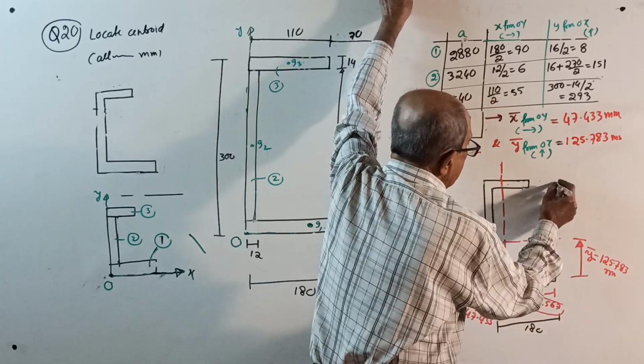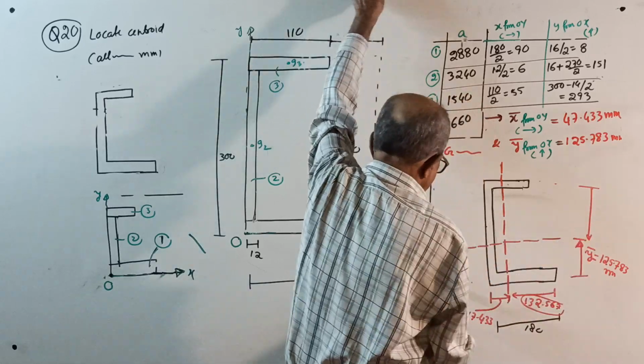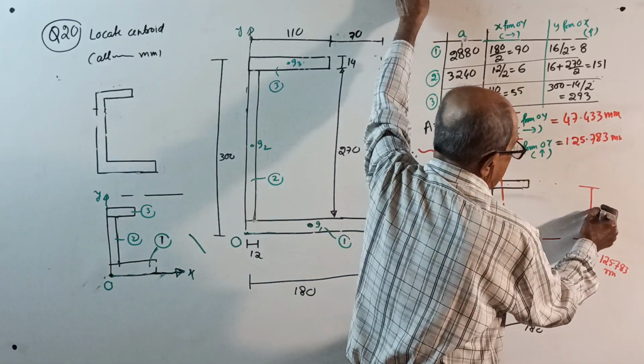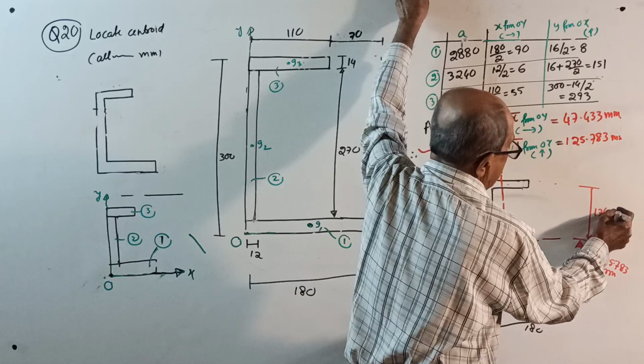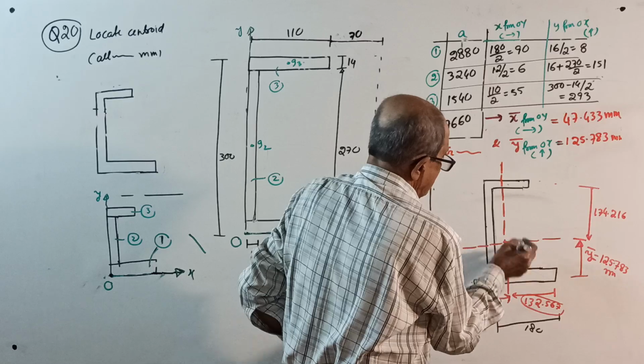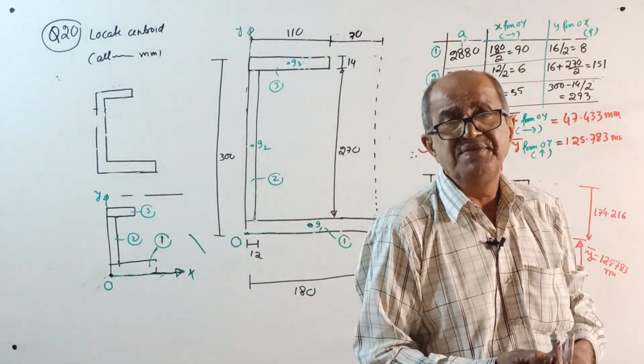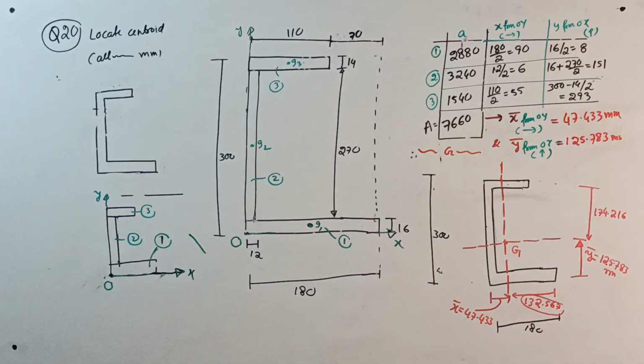Now, if you want, calculate from this side. How? From 300, subtract it, 174.216 millimeter. This intersection is the centroid G for the given channel section. Of course, it is a somewhat odd shape. Such channels you won't get, still for understanding purpose. First unsymmetry, one without symmetry, then with axis of symmetry.